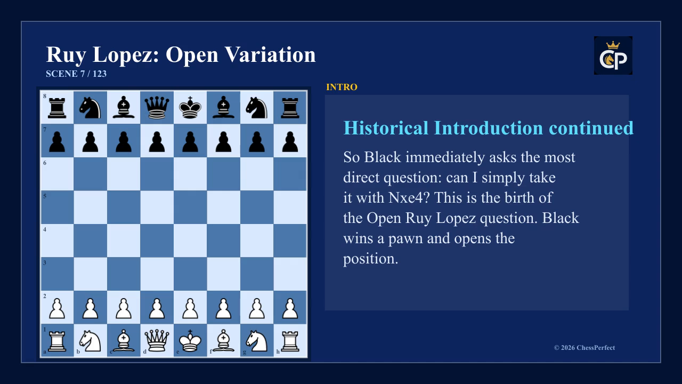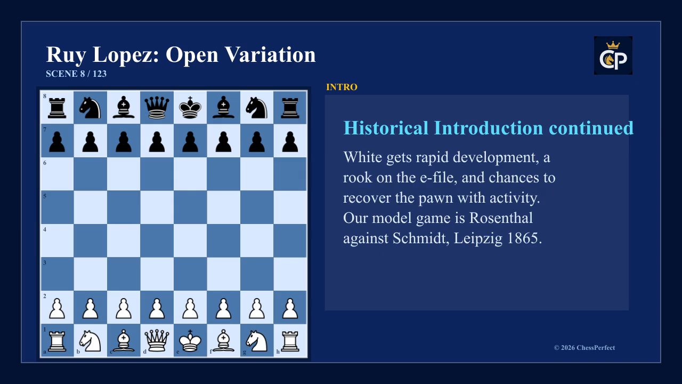So Black immediately asks the most direct question: can I simply take it with Nxe4? This is the birth of the open Ruy Lopez question. Black wins a pawn and opens the position. White gets rapid development, a rook on the e-file, and chances to recover the pawn with activity.